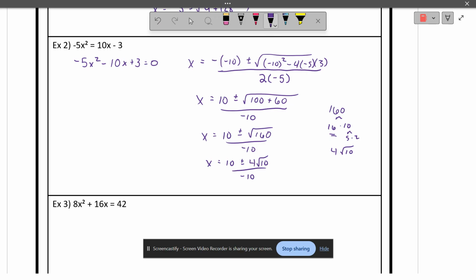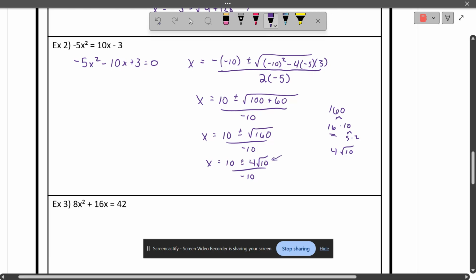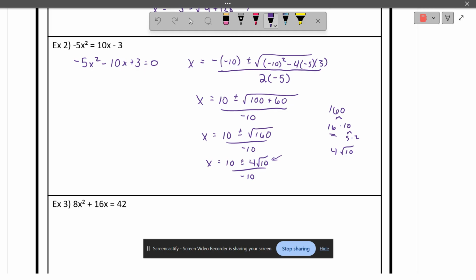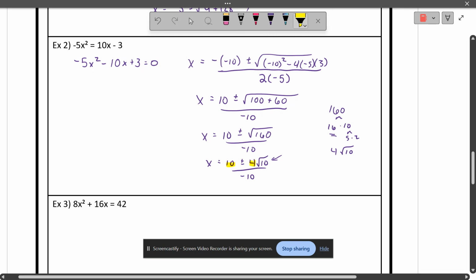So we can simplify and divide by 10, but you cannot simplify. Okay, I'm looking at the radical right now. Anything underneath the radical, as long as you broke it down, you can't do anything to simplify from underneath the radical itself. Everything that you simplify from has to come from the outside number, and all three have to have something in common. So in this case, I can divide each of these by 2. So I get x is equal to 5 plus or minus 2 root 10 over negative 5.